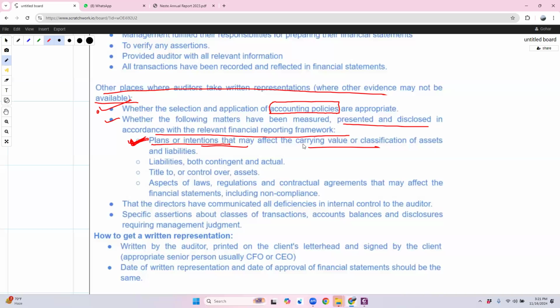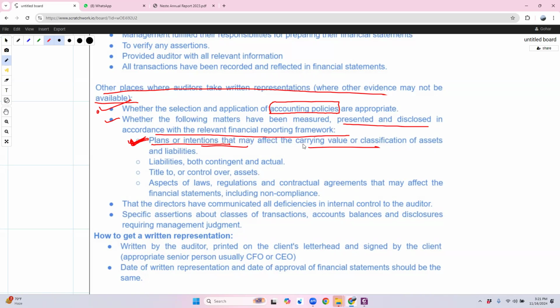But it's all limited to just going concern. Yes, come again. But it's not limited to just going concern. Sorry, I did not understand you. I said it's not limited to just going concern. Well, going concern affects the values of assets, no, what I'm saying is, it says plans or intentions that may affect the carrying value. So you can also say that. You can also say that.